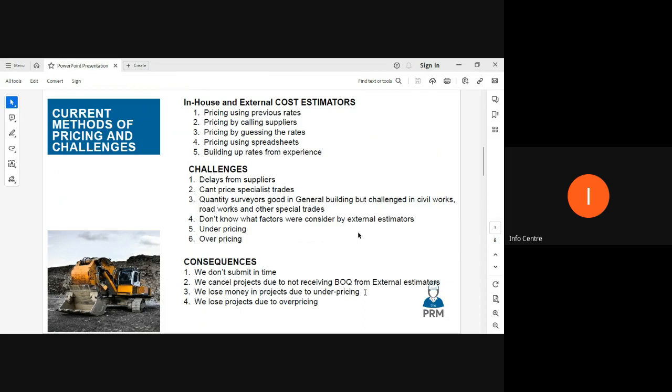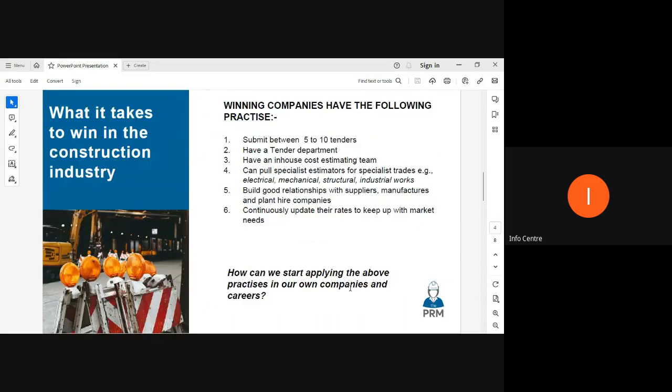So that said, why don't we look at winning companies to understand what practices we can borrow from them and apply them in our small ways to make sure that we also position ourselves to win, because that's the reason why we are here. So the best companies have the following. One, they submit tenders as often as possible. So say 5 to 10 tenders a month to increase your chances of success. Two, they have a tender pricing team or a department looking at tenders.